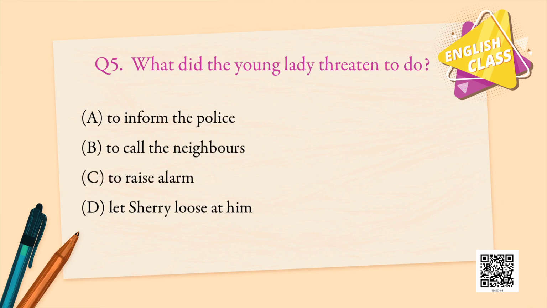Question number 5. What did the young lady threaten to do? Inform the police, call the neighbors, raise alarm, or let Sherry loose at him? Now this is a tricky one. What would be the answer? Some of you must have written to inform the police or to raise alarm. Both of them are correct.